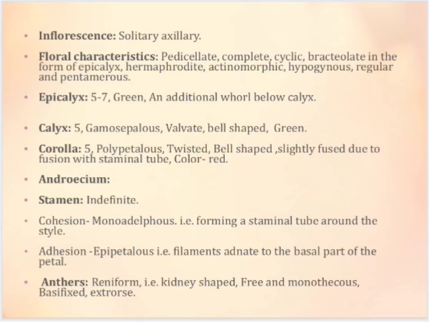Stamens are indefinite in androecium. They are in monoadelphous condition as all stamens form a single group, that is forming a staminal tube around the style. Adhesion is epipetalous, that is filaments adherent to the basal part of the petal. Anthers are reniform or kidney shaped, free and monothecous, basifixed and extrorse.